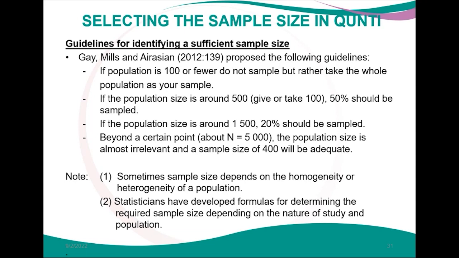Sometimes sample size depends on the homogeneity or the heterogeneity of the population. Statisticians have developed formulas to determine the required sample size depending on the nature of the study and the population. So there are scientific methods that can help you to determine your sample size if you are using a quantitative study.